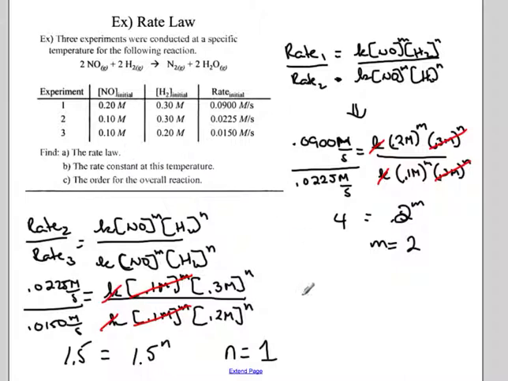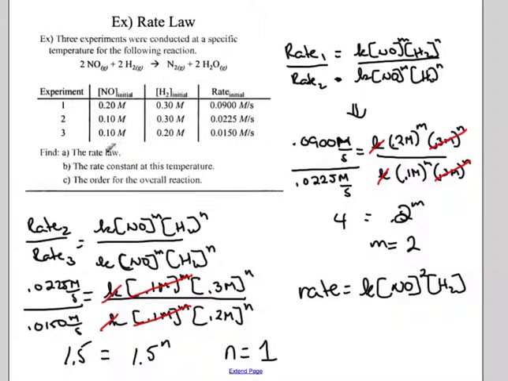So the rate law would then be: rate is equal to K, the concentration of the NO to the M power, which is 2, and the concentration of the H2 to the N, which is the first power. For the first power, we're not going to write anything. So there's the rate law.